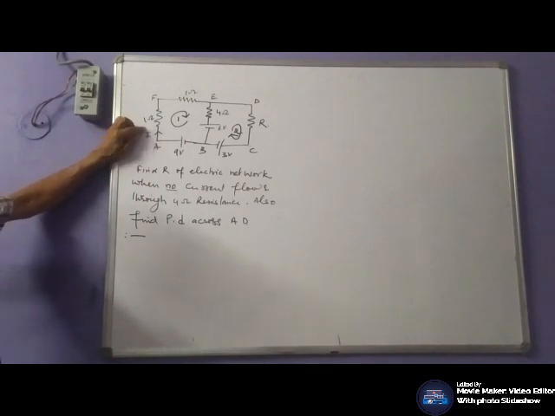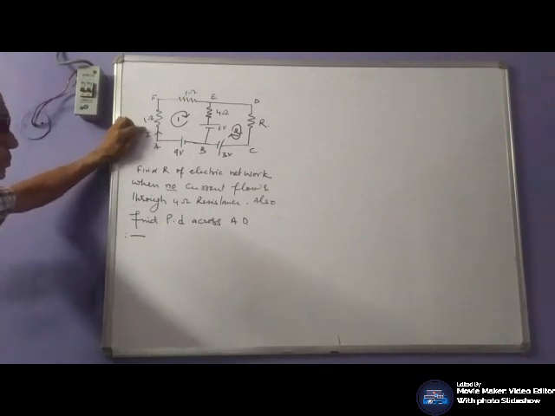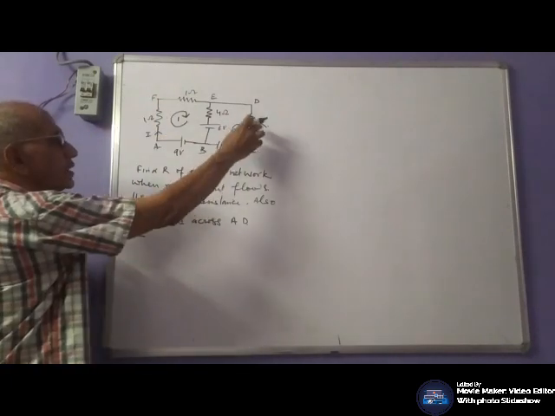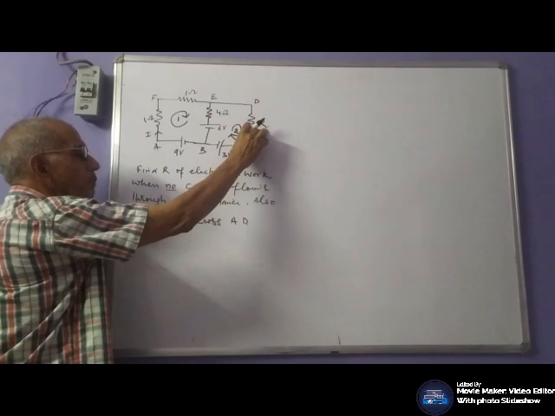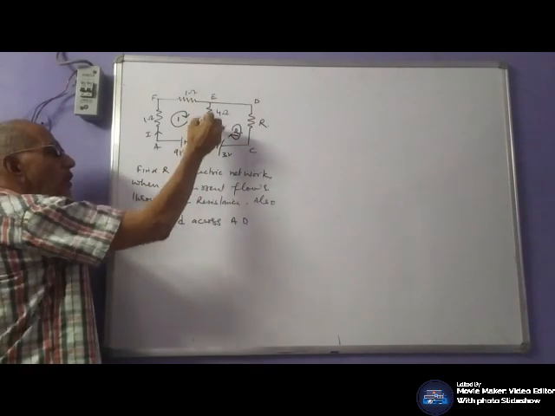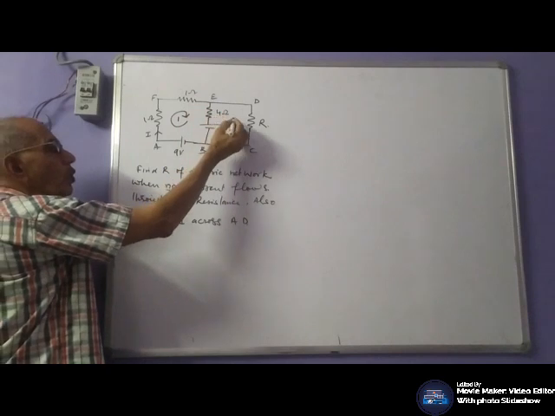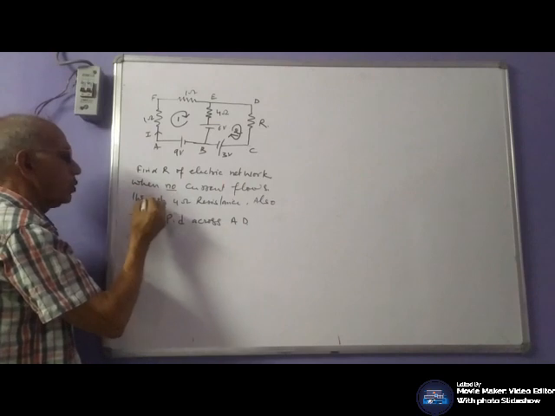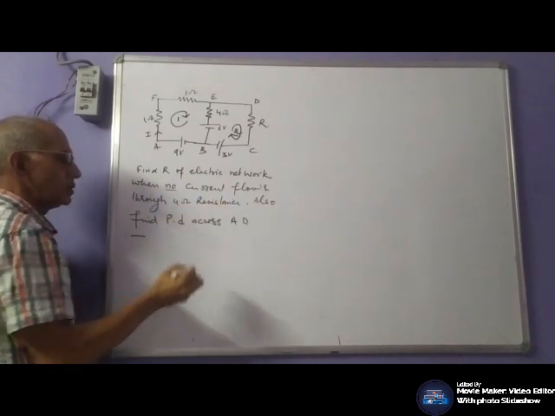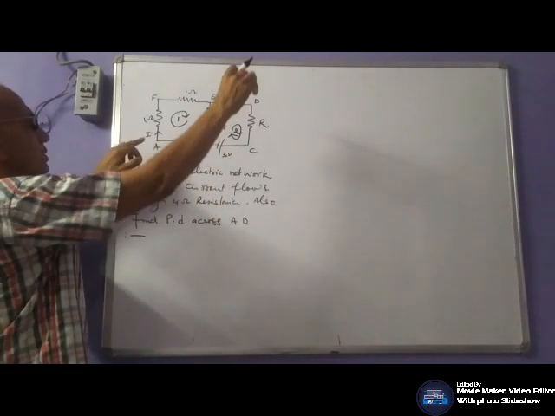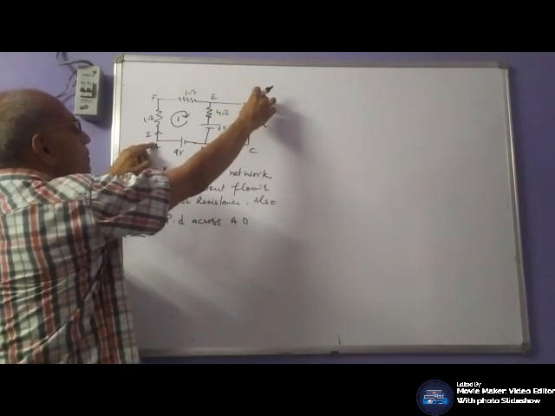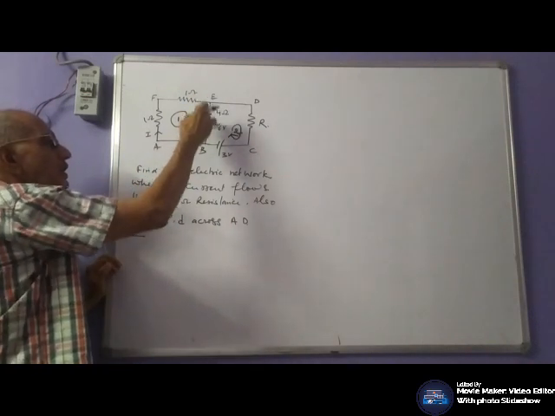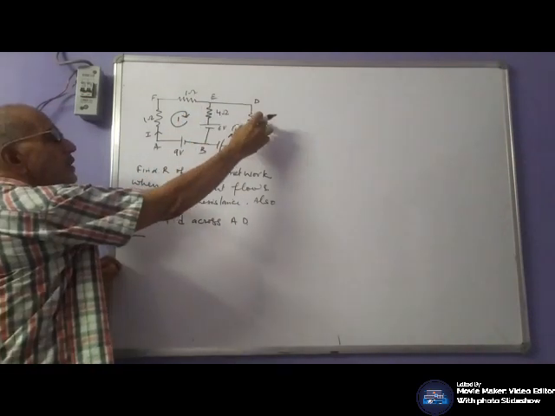This is electric network, electric circuit. Find this resistance capital R in this network when there is no current through EB. 4 ohm resistance किधर है? Across EB. No current flows through 4 ohm resistance. Also find potential difference across A and B. Electric network, no current is flowing here. Find this.